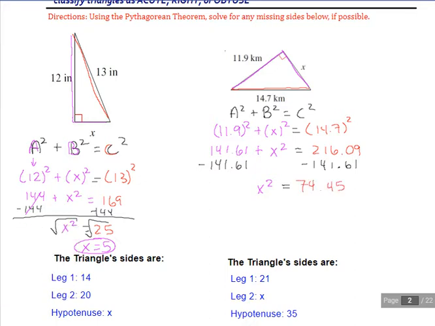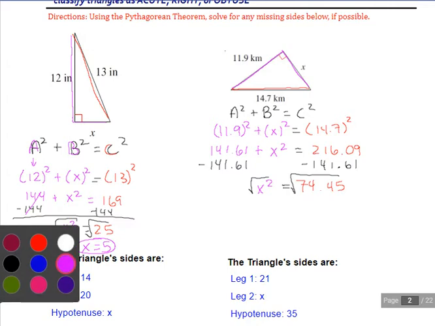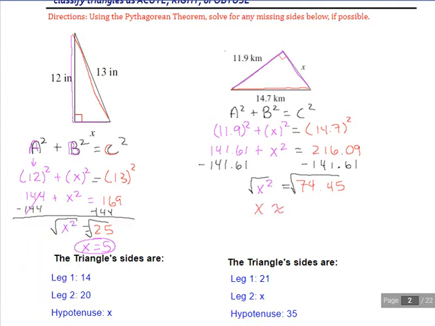To get rid of that square, we will now square root both sides. And that'll give me an approximate x value, because we do have to round here, of 8.628. Okay? Which seems legit because it's less than the hypotenuse, and really that's our biggest check. The hypotenuse has to be the largest side in that right triangle.